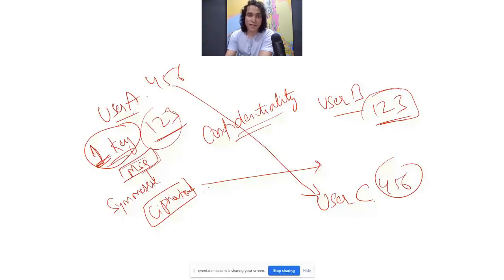Even if user C were to get hold of this ciphertext, user C would not be able to understand it, right? Because user C does not have the same key, 123. User C has a different key. So it only provides confidentiality. Symmetric encryption provides only confidentiality. And also, it does not provide you authenticity or non-repudiation.